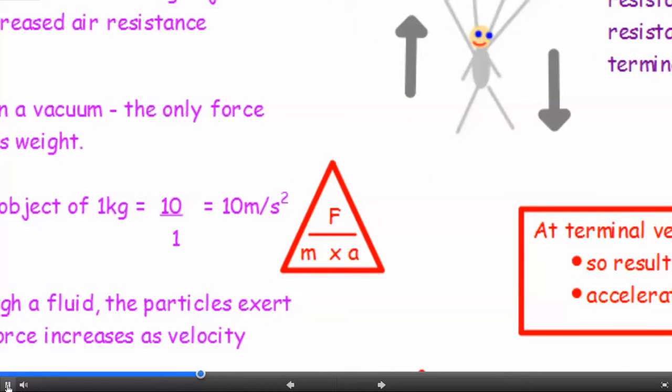Now, how did I work this out? Go back to this lovely triangle, F M A. The acceleration is force divided by mass. Now, the force is 10 newtons per kilogram, and there's 1 kilogram, so it's 10 divided by 1, which is 10 meters per second squared.